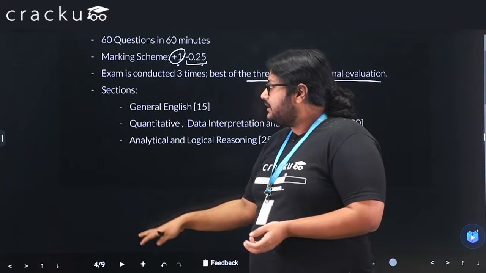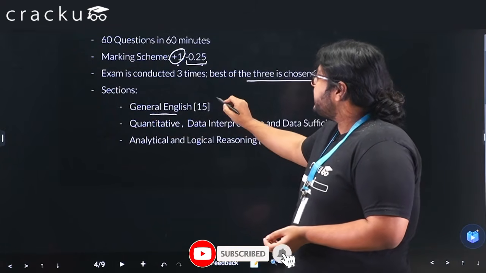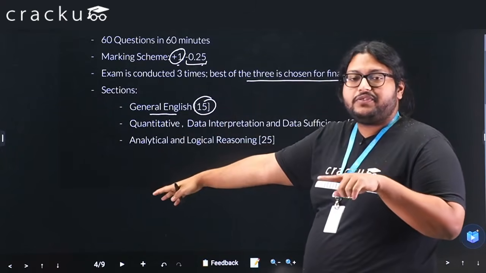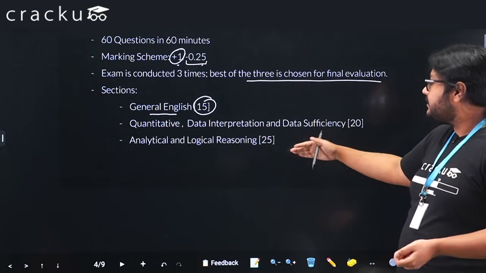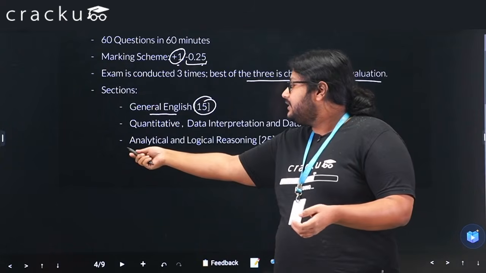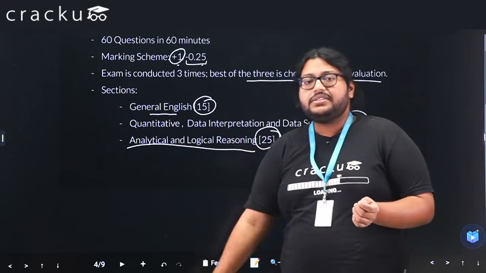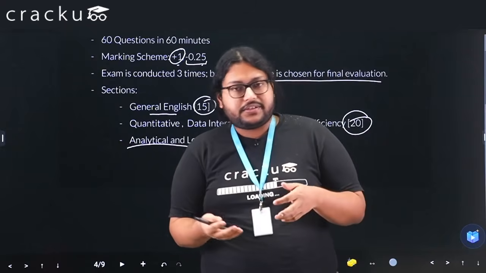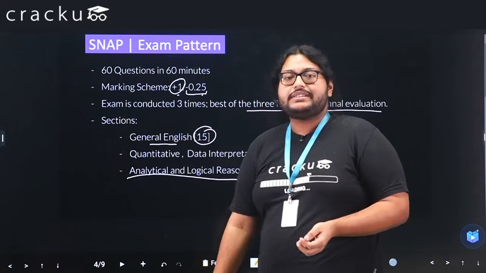Talking about the sections, there are 3 sections for SNAP. First, we have the General English section, which has 15 questions, and because it's +1, -0.25, that means 15 marks from here. We have Quantitative, Data Interpretation and Data Sufficiency, from which we have 20 questions. And the biggest section, Analytical and Logical Reasoning, has 25 questions. So a total of 60 questions in 60 minutes. There are no sectional limits, and you can toggle between sections, obviously. That is the basic exam pattern for SNAP.